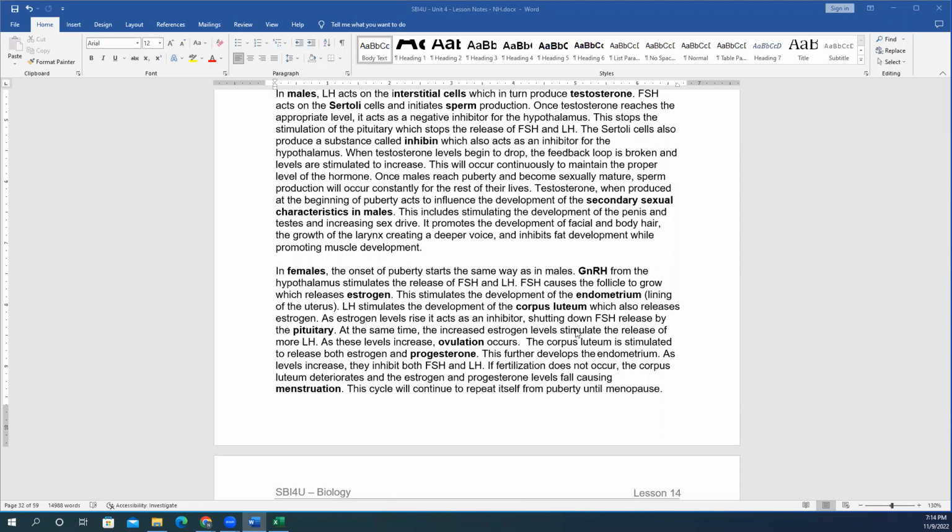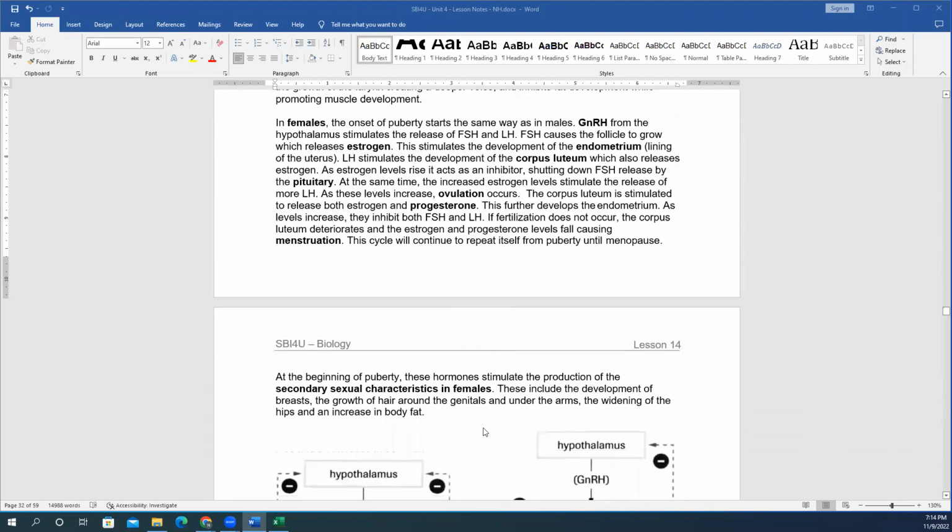And in the case where there's been no fertilization, then the corpus luteum will eventually deteriorate and estrogen and progesterone levels will start to fall. And this will start the process of menstruation. And this is a cycle that continues to repeat itself from the onset of puberty all the way until menopause.